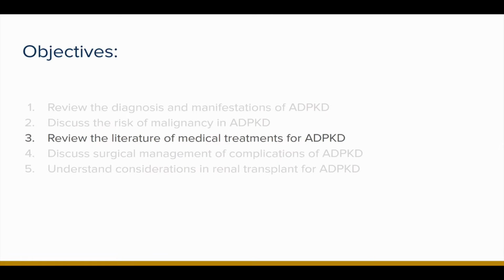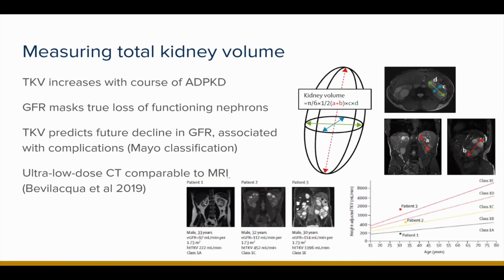Now, my next objective is to look at some of the literature on medical treatments, which tend to be more the domain of nephrology, but I thought it'd be relevant to this talk. An important place to start is in the measurement of total kidney volume, which is performed using an ellipsoid formula seen here. And the importance of this is that total kidney volume is quite a sensitive marker for disease progression in ADPKD. It's known to increase over the course of this condition.